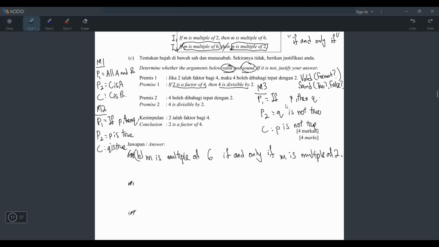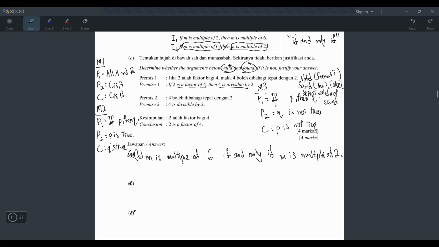But there's one thing you need to remember. I put a star here. If it's not valid, then it's automatically not sound already. So remember this: if one day the deductive argument is not valid, don't try and check whether it's true or false already, because if it's not valid, it's automatically not sound.